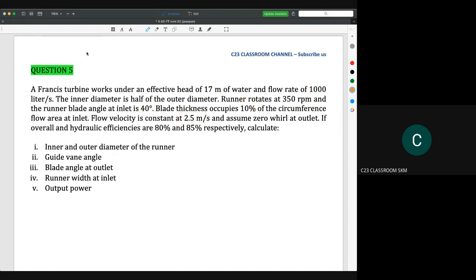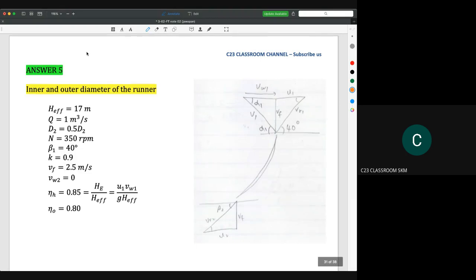So to solve this problem, first you need to draw the velocity triangle. So this is the velocity triangle. I hope you could draw the inlet and the outlet. Normally for the outlet here, we could assume that V whirl 2 is equal to 0. Then we list all the parameters that are already given in the question. And I hope you could remember the equations for hydraulic efficiency and also the overall efficiency. Normally the equations for overall and hydraulic efficiency will not be given in the question.